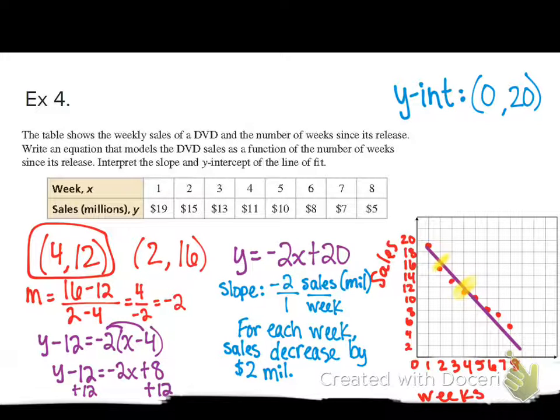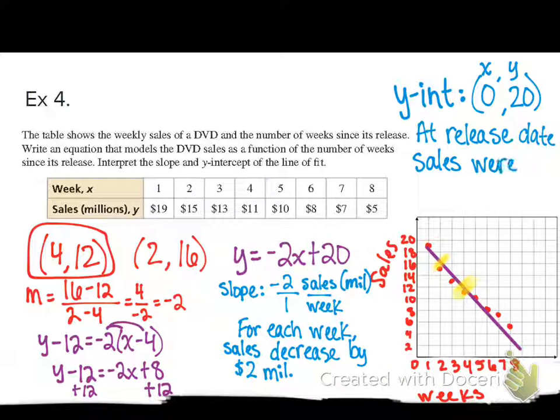Somebody might be saying it. Oh, no, not 20. Not 9. Well, if it's not 20, what's the only number here, guys? 0. 0 weeks have passed. It just got released. So on the release date, no time had passed yet. How much money did they make from it? What were the sales? Remember, this is x comma y. x was our weeks. 20 million. So at release date, sales were 20 million.